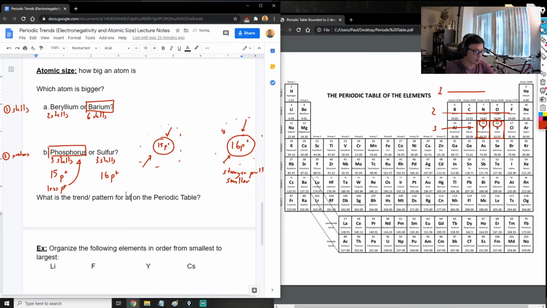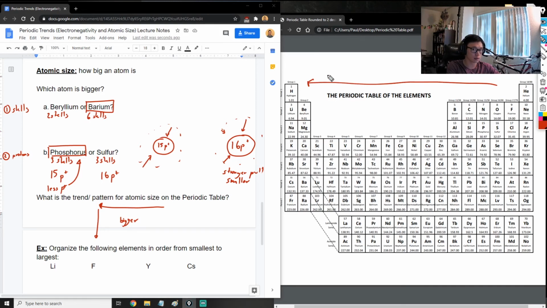So the pattern for atomic size on the periodic table is the exact opposite of electronegativity. As you go to the left and as you go down, they get bigger. The reason why they get bigger is because as you go to the left, there are fewer protons. Fewer protons means a weaker pull from the middle. And as you go down, there are more shells.